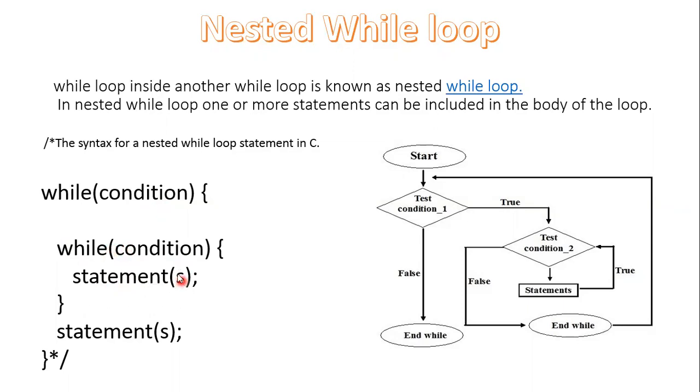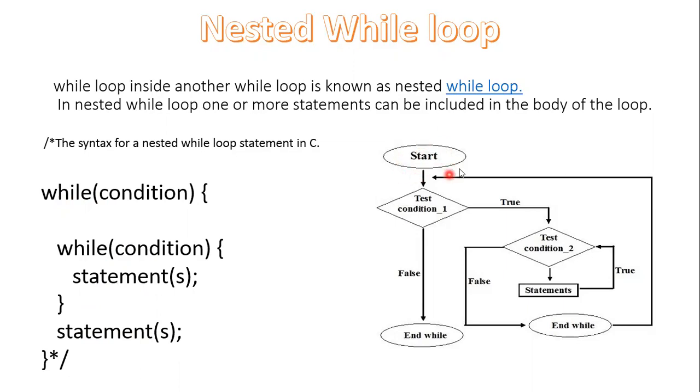If this condition is false, it immediately comes out of the nested body, and again executes the outer body of the while condition. Here, this statement S belongs to the inner body of the nested while, and this statement belongs to the outer body of the while condition. So this is the syntax.